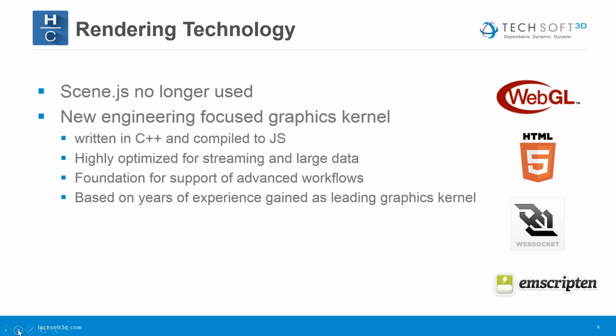So from a rendering technology side, a key aspect, and this is just an overview, nothing you have to worry about, is that Scene.js is no longer there. We've taken a hard look at what the underlying rendering technology should be. Instead of using this open source scene graph, we developed our own graphics kernel from scratch. It's written in C++ and compiled to JavaScript, which means we can leverage the same graphics technology for server-side rendering and client-side rendering. And it is highly optimized for streaming and dealing with very large models.